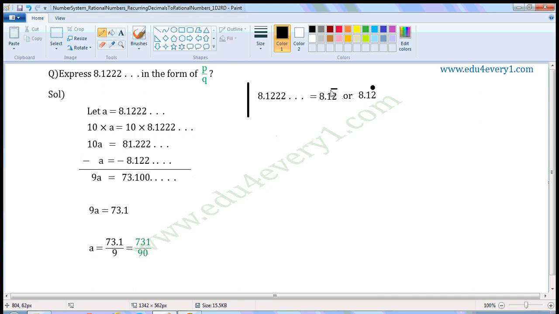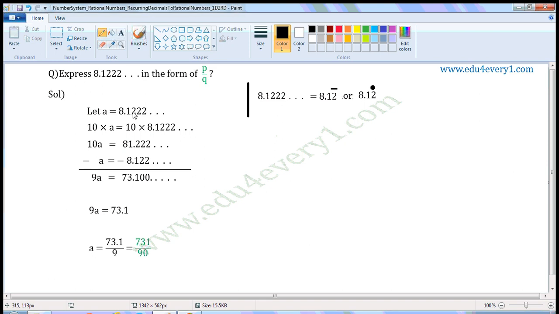8.12 with a horizontal line over the digit 2, the digit which is repeated, or 8.12 with a dot over the digit 2, the digit which is repeated. Let A is equal to 8.1222 and so on. We can write 2 any number of times as it is repeated uncountable number of times.